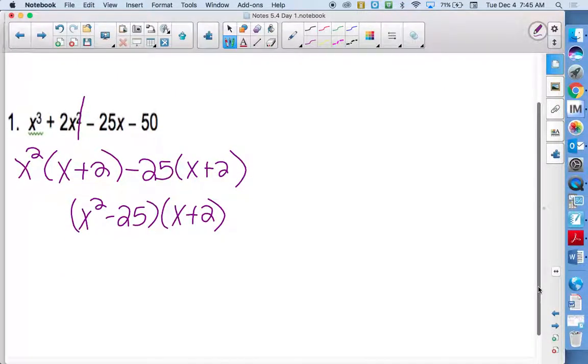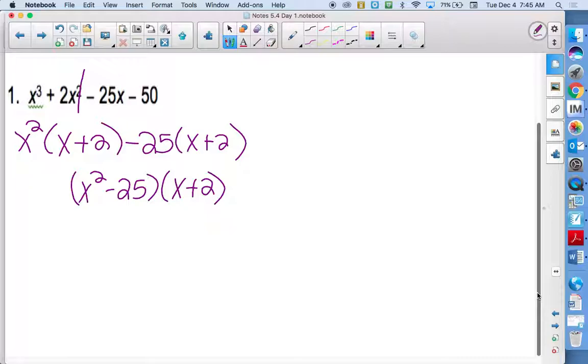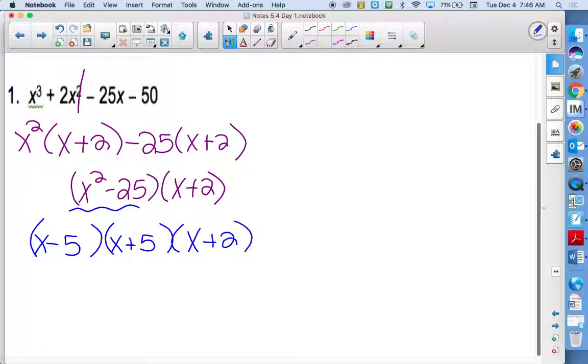So that's the factor by grouping. Is there anything else we'll do with that? You have to take the x squared minus 25 and factor it. Good. And that factors as x minus 5 and x plus 5. What's the square root of 25? 5. So we have x minus 5, x plus 5, and then x plus 2. Questions?